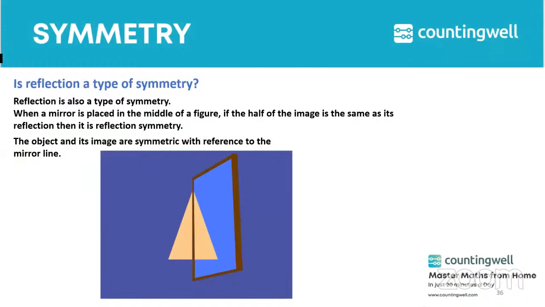Now let us see whether reflection is a type of symmetry. Note that reflection is also a type of symmetry because, for example, here you can see if you place a mirror in the middle of a figure, half of the image is the same as a reflection. So this is called reflection symmetry. The object and its image are symmetric with respect to the mirror line, so the mirror line can be considered as the line of symmetry for the object and its image.